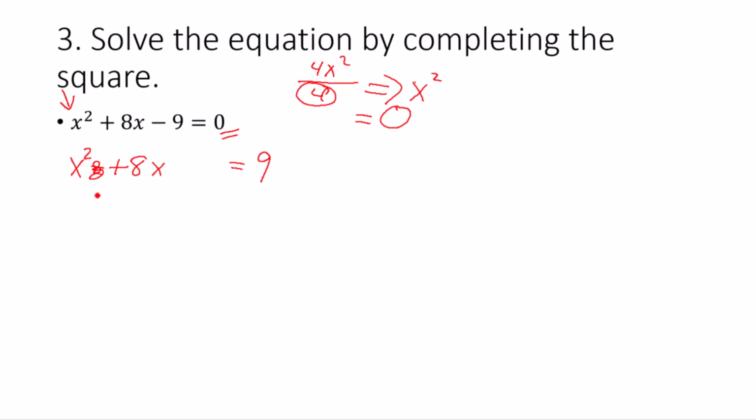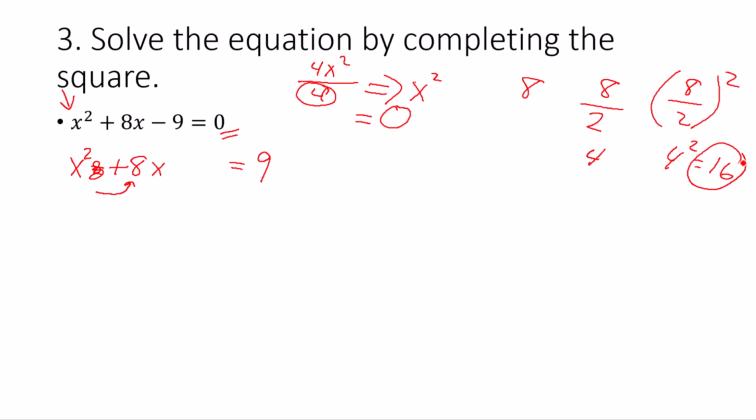Next, look at the coefficient of x. Well, that's an 8. You're going to do two things. You're going to take that 8 and divide it by 2. The next step is you're going to take that 8 over 2 and you're going to square it. So what's 8 over 2? It's a 4. What's 4 squared? It's a 16. That's the number we need to complete the square. So it's going to go in right there.